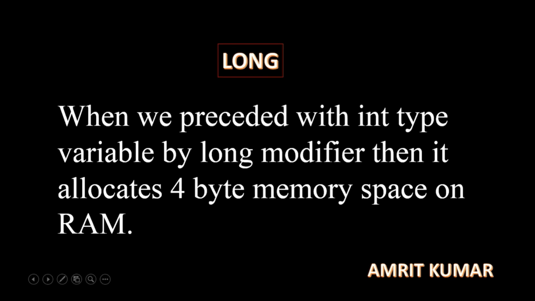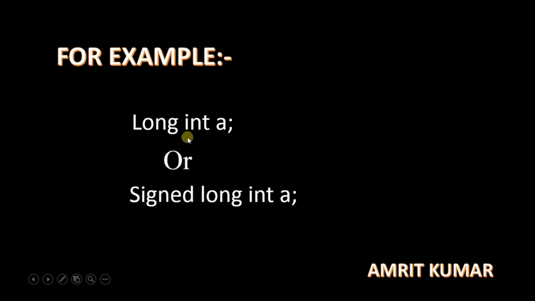So let's look at the long modifier used with the integer data type. When we precede an int type variable by the long modifier, it allocates 4 bytes of memory space on the RAM. This is the work of long. Let's look at the examples. Here you are seeing we are using the long modifier with type integer, and the variable name is a. Its size changes from 2 to 4 bytes, because the integer data type can store 2 bytes, and the long data type can store 4 bytes.